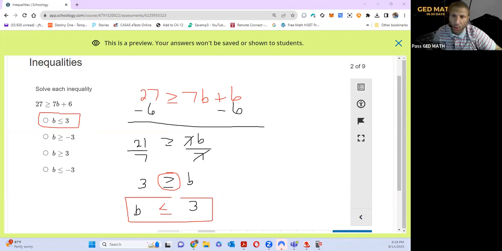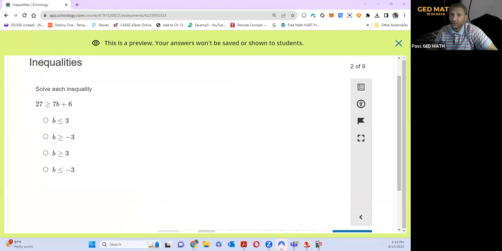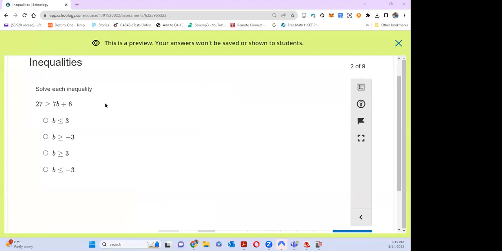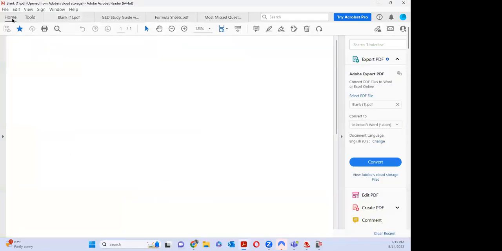And that's how you walk through inequalities. Now, you're going to have one or two explicit inequalities, and then you're probably going to have 1 or 2 that are in word problems. You have to be ready. So, for example, let me see if I got one here.